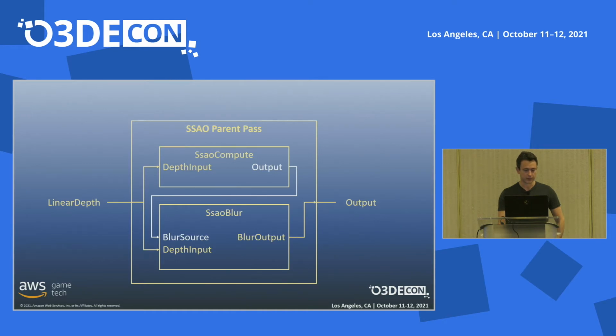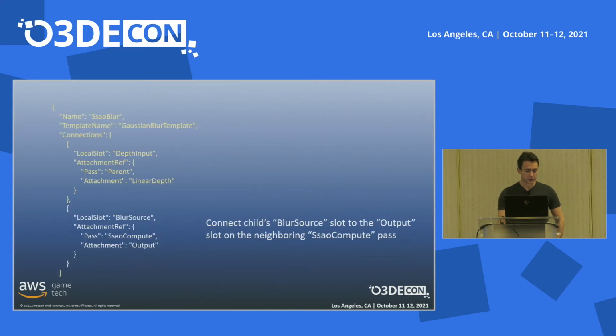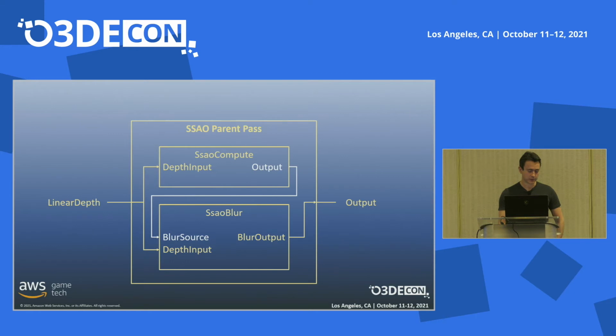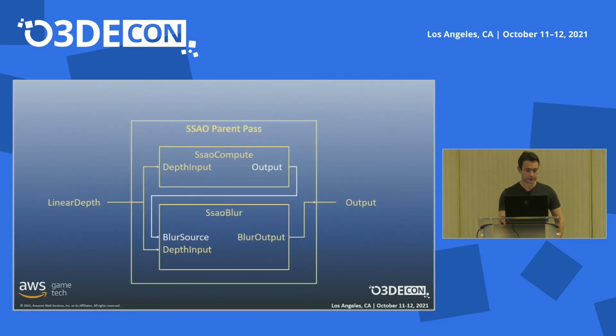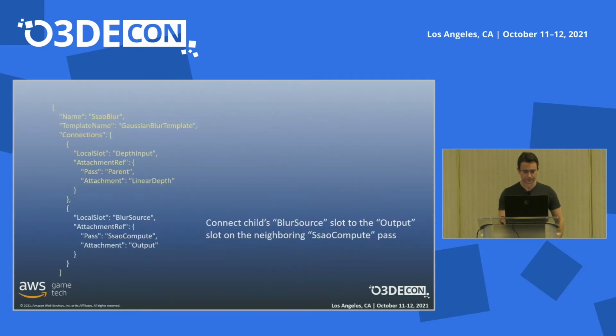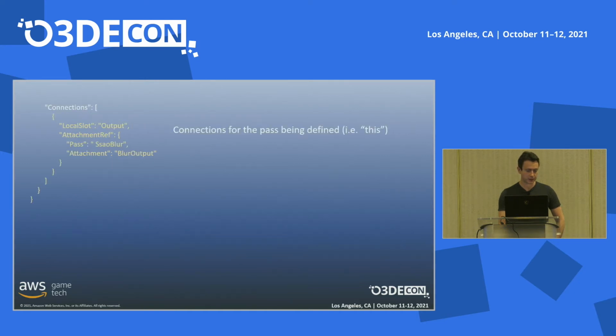And for the output, for the blur source, we're getting it from the SSO compute output. So again, local slot is blur source, and then we're getting it from the pass, which is SSO compute, and on the SSO compute, we're getting it from the output. These are all name references. And this, again, can be thought of as SSO blur.blur source equals SSO compute.output.